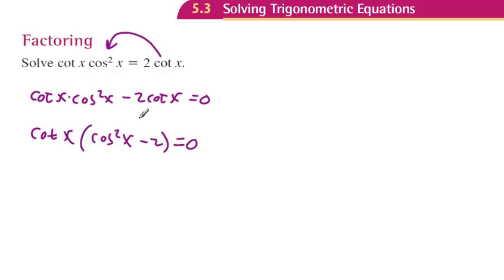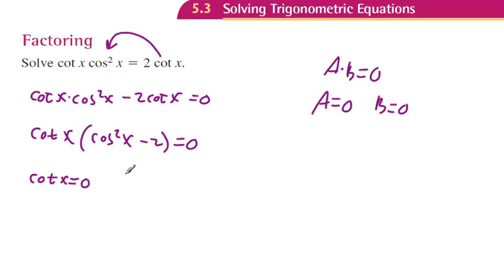And now we're just going to use what we learned back in Algebra 1, and that is if I know that a times b equals 0, then I know that either a equals 0 or b equals 0, correct? If I know that a product of two things is 0, either one of them must be 0. So I could set my first factor equal to 0 and set my second factor equal to 0, and then I solve for x. So we'll set cotangent of x equals 0, and we'll set cosine squared of x minus 2 equals 0. So let's start with the first one over here.